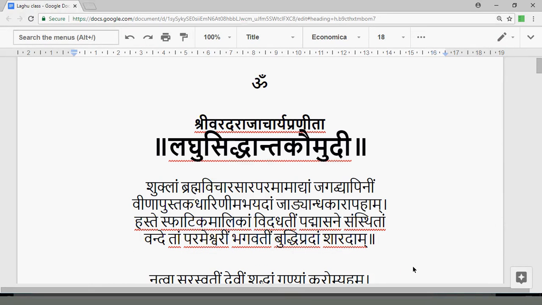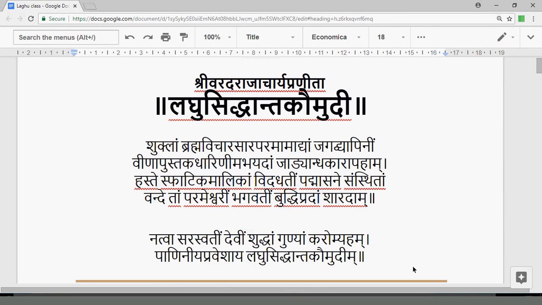So we are starting Laghu Siddhanta Kaumudi. We'll do the Mangalacharan of the Grantha after the first Mangalacharan Shloka, which is there in your Gita Press book. We'll do these two Mangalacharanas in the beginning, and we'll end with another one, Natva Saraswati, Nrtavasani. We'll end with Nrtavasani at the end of the Patha.